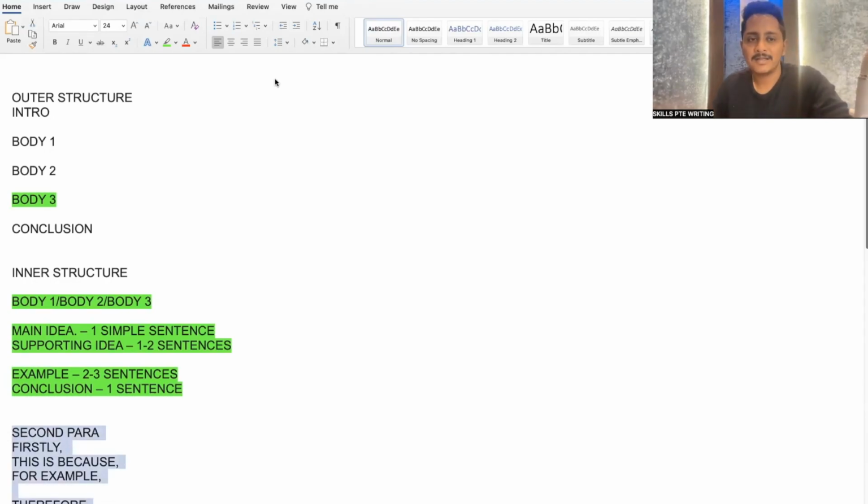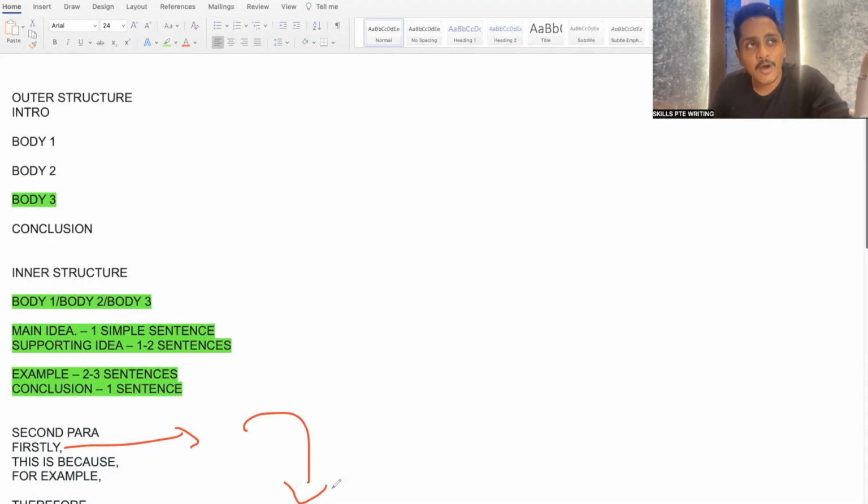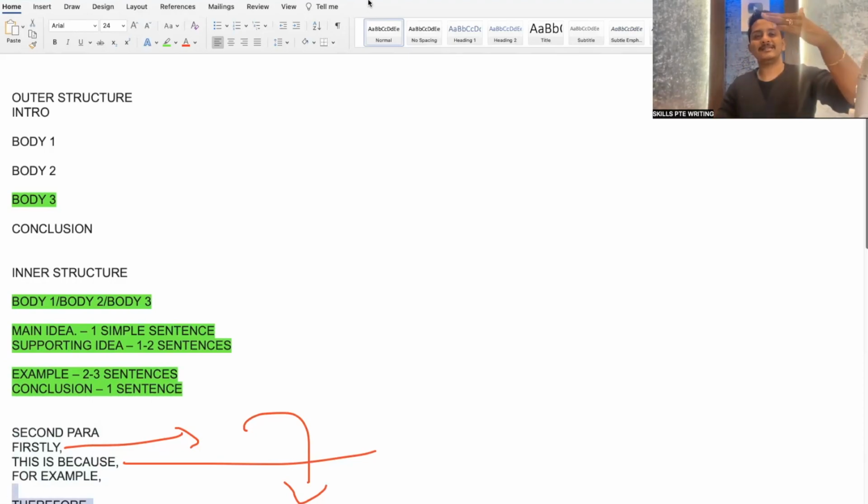This is the template. Sometimes this firstly, in the next paragraph it will be secondly, or on one hand, next paragraph on the other hand. Those things will be changed. This is because will be changed to this means, this implies, this is due to the fact that, this refers to the fact that. Anything you can replace. For example, you can have for example only in the third paragraph, or you can have for instance, therefore can be hence. So anything is fine, but maintain the same main idea, supporting idea, example, conclusion.